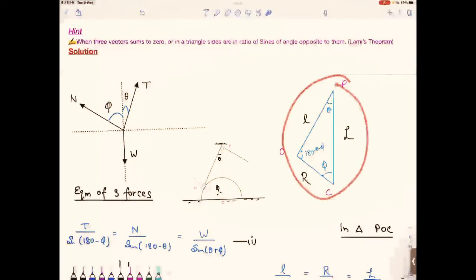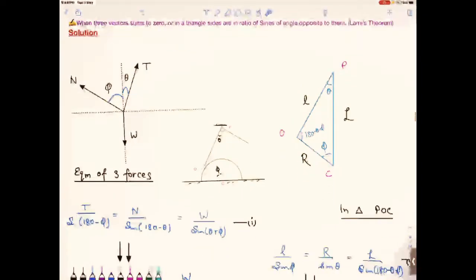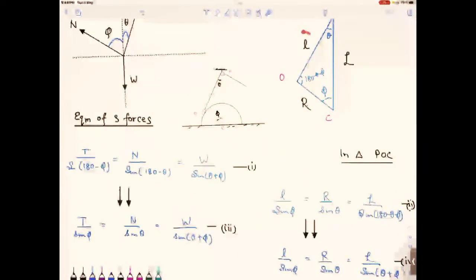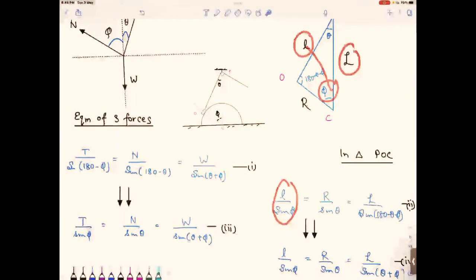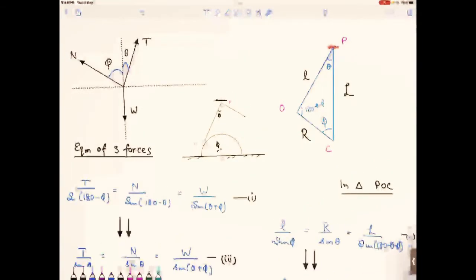So in this triangle we can also write Lami's theorem, which goes like this: the side divided by the sine of the angle opposite to the side. That is small l by sine phi. And similarly capital L, the fixed length, the distance between the pulley and the center, over the sine of the angle opposite to capital L, that is sine of 180 minus theta minus phi.